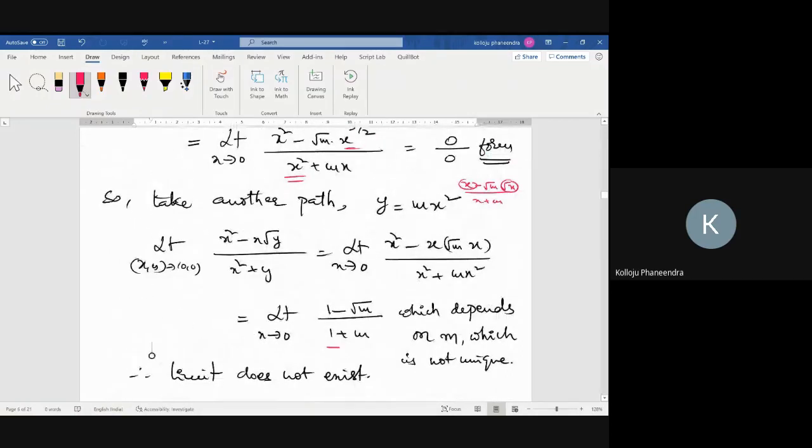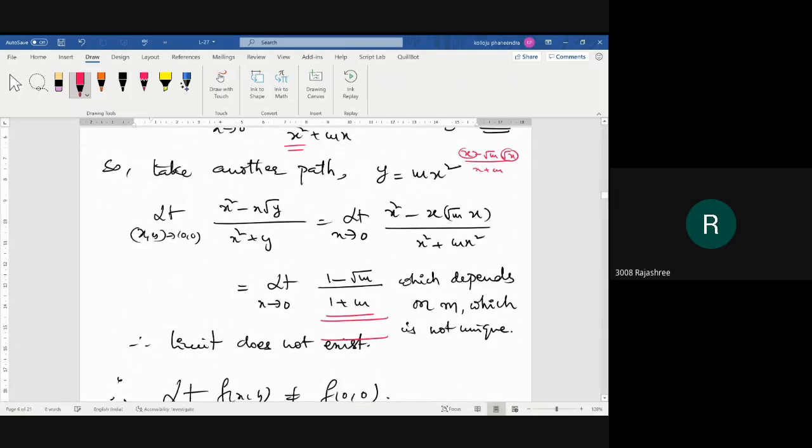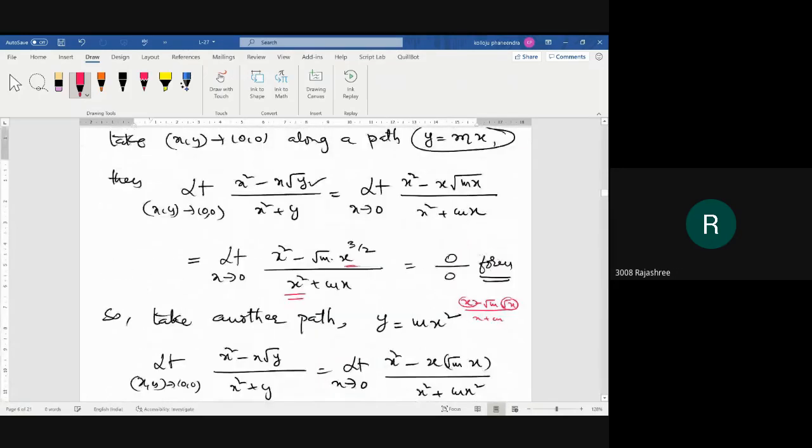Sir, 0 by 0 we are getting. Sir, 0 by 0 only. If I take x common, right, I will get x.